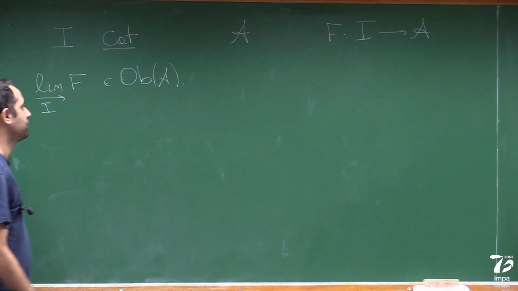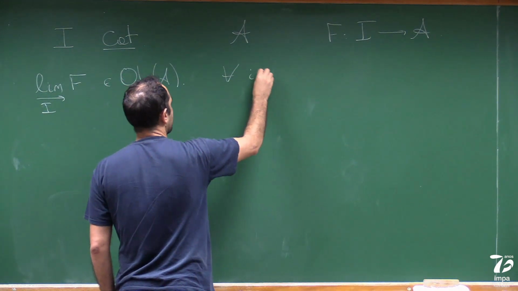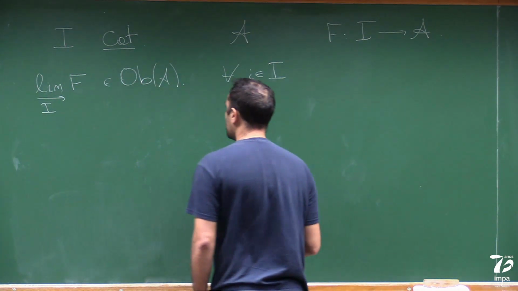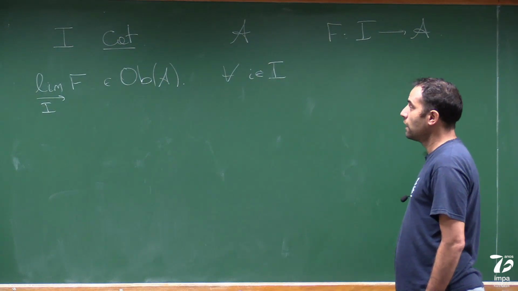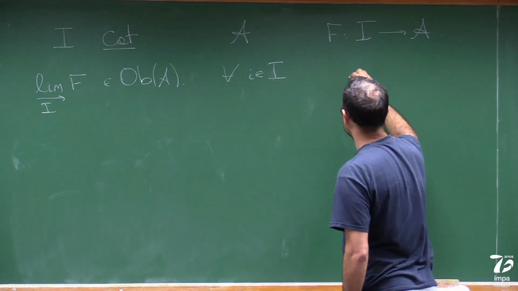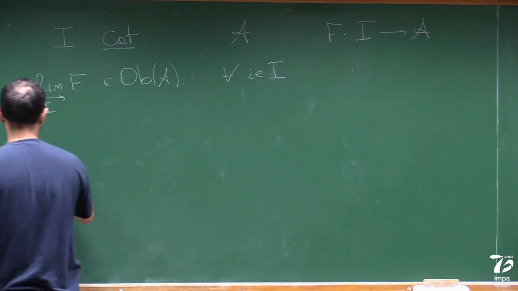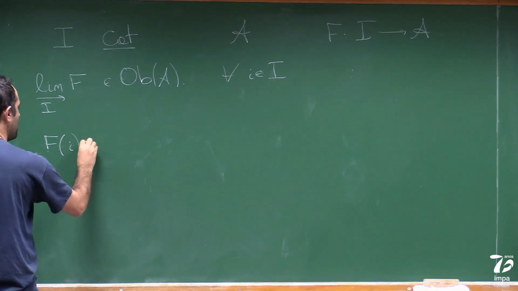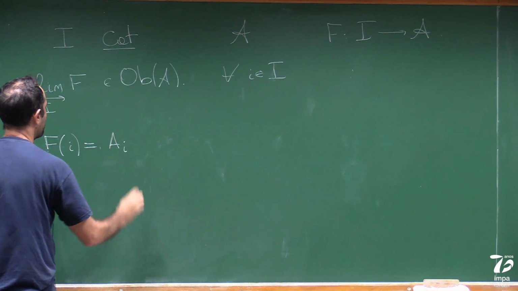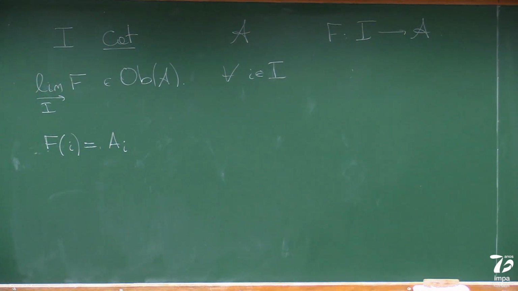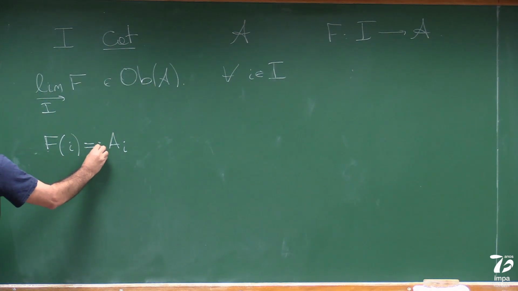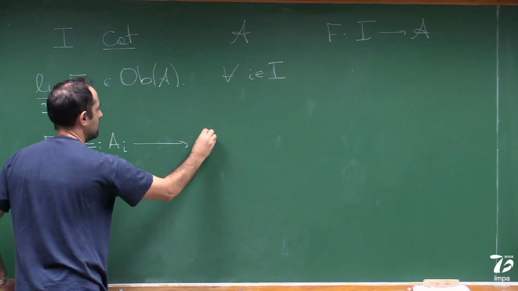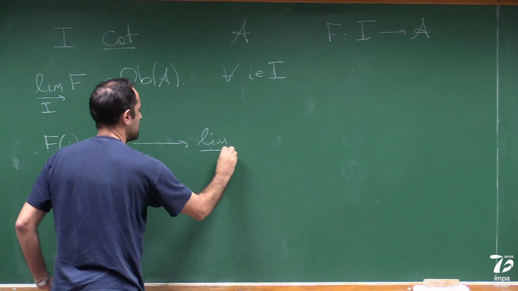Together with maps for every object i in I, and the class of objects of I is a set. For every element i in I, I want to have a map from F of i, which I'm going to start calling A_i. So this is the definition. This is an object in the category A, and I want it to come with a map to this colimit.